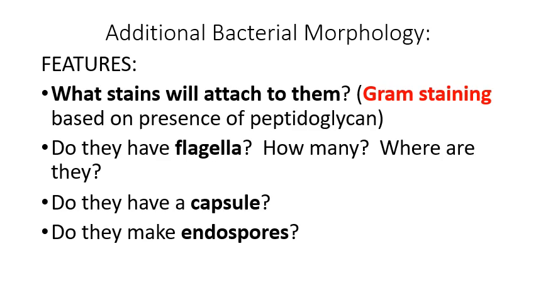There are some other features that bacteria typically have that we use to categorize them. Do they have flagella or do they have cilia? There are no bacteria that have cilia, but some have flagella. If they do, how many flagella and how are they arranged? Do they have an outer shell called a capsule? Do they produce little seeds called endospores? We'll talk about these. These are all additional features that allow us to identify and classify bacteria.